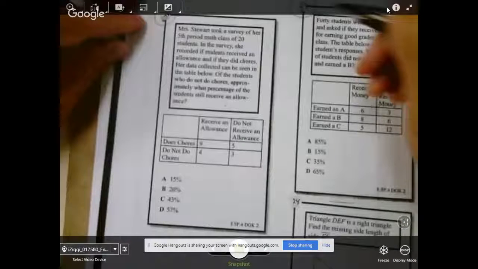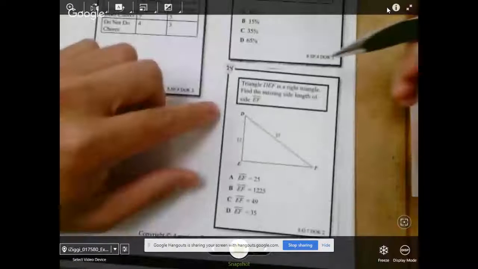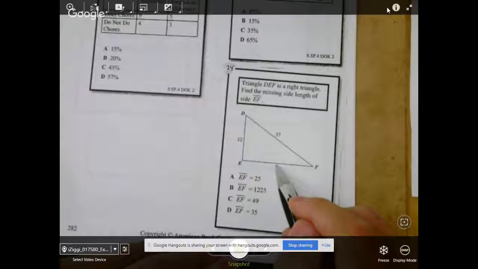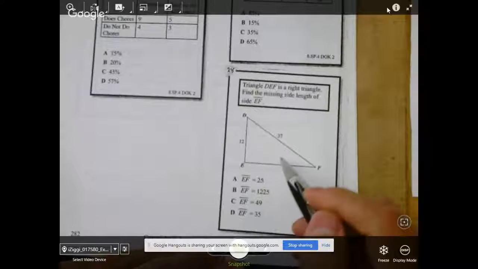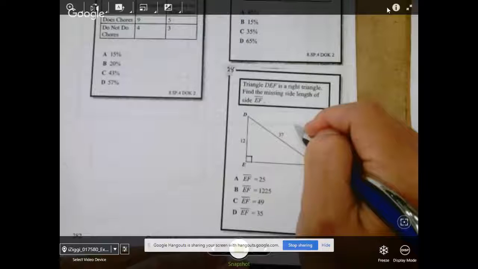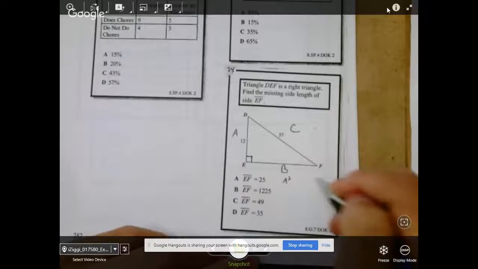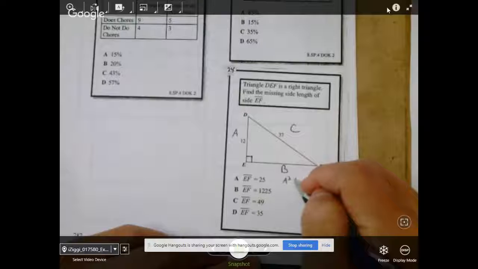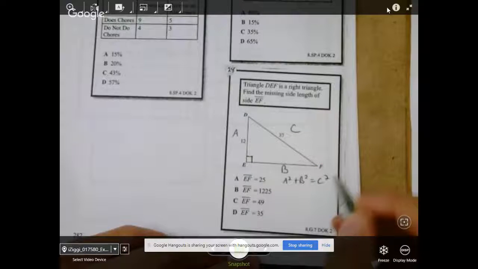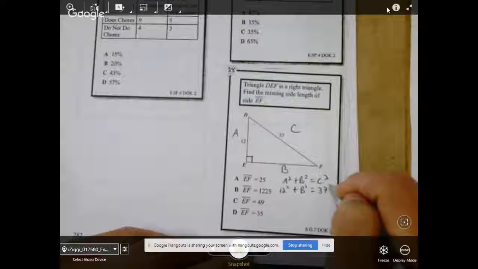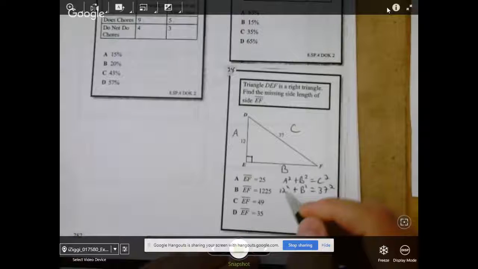28. Triangle DEF is a right triangle. Find the missing length. So we're looking for this side right here. Okay, so it says it's a right triangle. Right there is our right angle. That means opposite of the right angle is C, and then the other two are A and B. Okay, so we're given C here. So let's plug in A squared plus B squared equals C squared. Okay, A is 12. So you got 12 squared plus B, we don't know, and C is 37. Okay, so 37 squared. So 12 squared is 144 plus B squared equals, and then we'll take 37 squared.